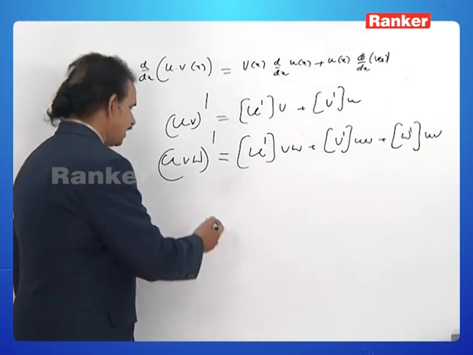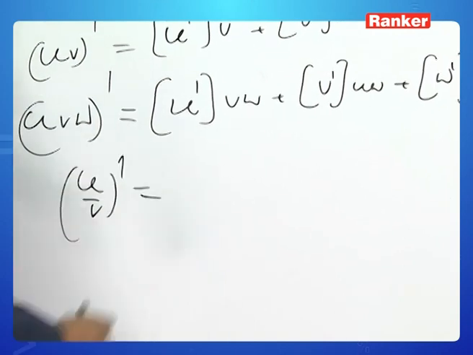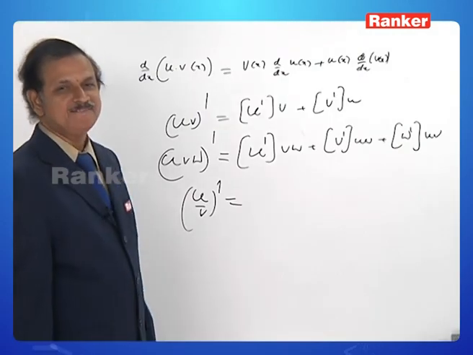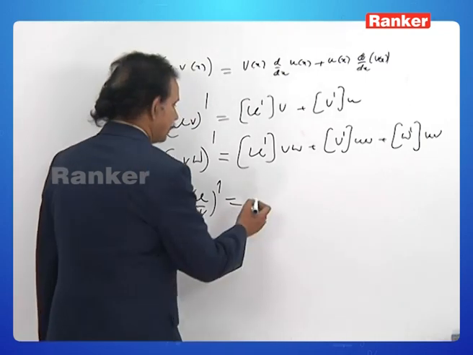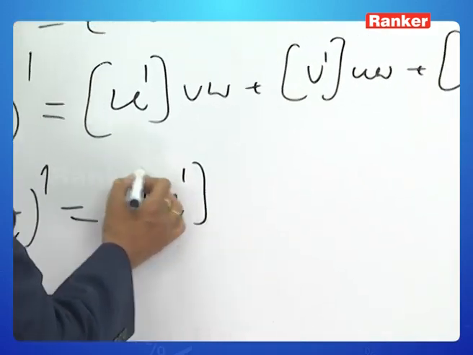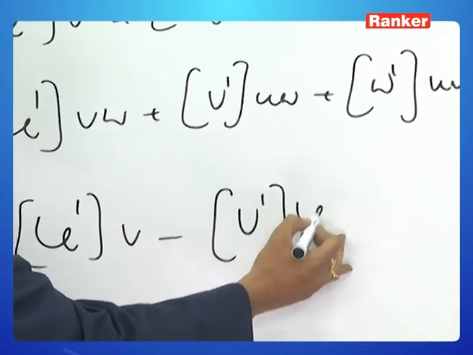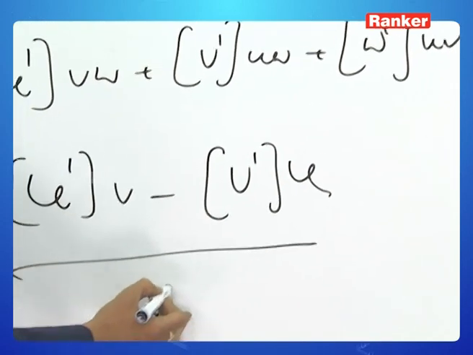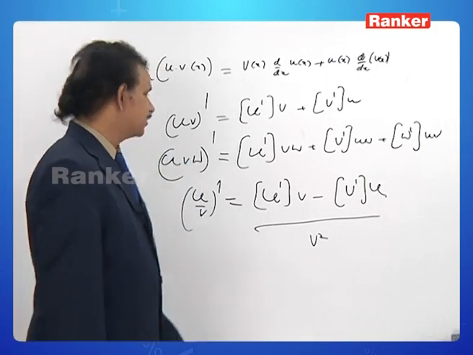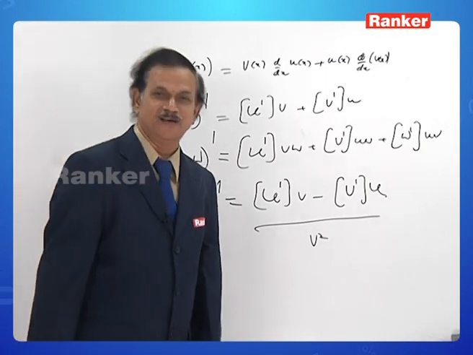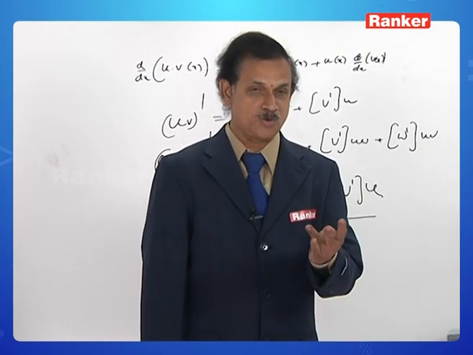Well done, just like that, u by v whole dash. What is u by v whole dash? That is the derivative of u by v: u dash v minus v dash u by v square. This is a combination of general rules regarding algebra of derivatives, regarding products and quotients.